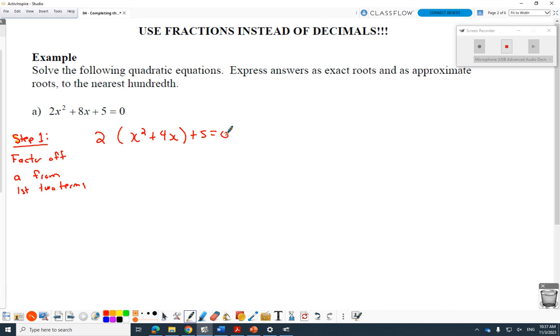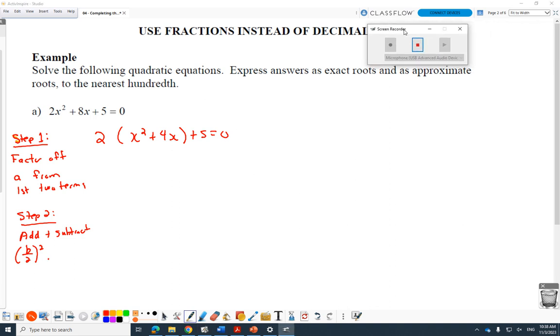Step 2. Add and subtract b over 2 squared. I'm trying to write it in as few words as I can. I'm not trying to do these long sentences. And most people I know, to get the magic number, go over here somewhere up in the top corner. I don't know why we do it like this. I think as teachers do it, so then students do it. They go over here and they go, okay, b over 2 squared. And here b is 4 over 2 squared, which is 2 squared, which is 4.